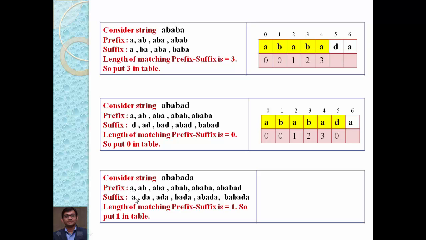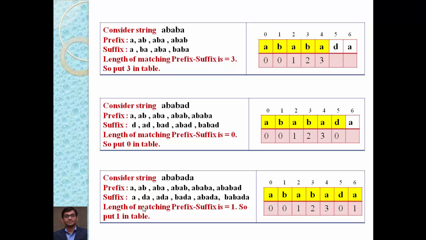So A is common in prefix and suffix, AB and here DA, this is not common. Here ABA and here ADA, this is not common. Here ABAB and here BADA, this is not common. Here ABABA and here ABADA, so this is not common. Here ABABAD and here BABADA. So these all are not common, only one character is common, that is A. So we can say the length of the matching prefix and suffix is equal to 1. So we have to put 1 here.